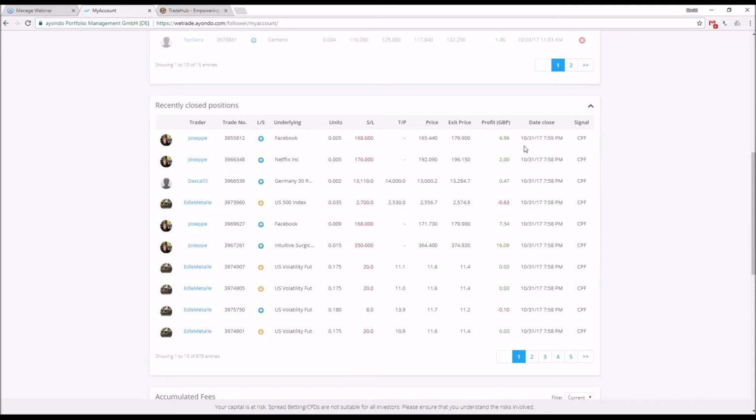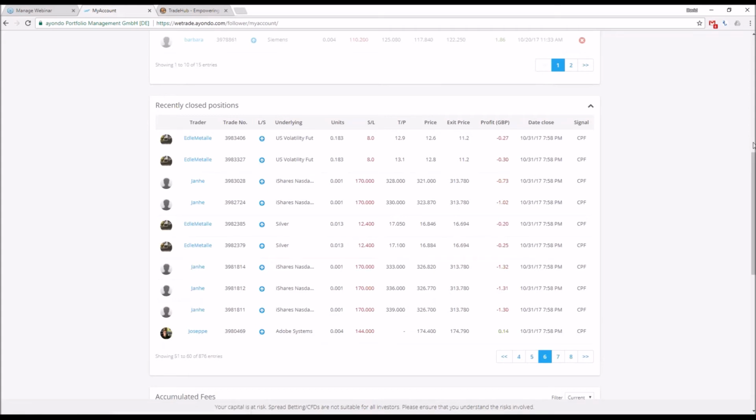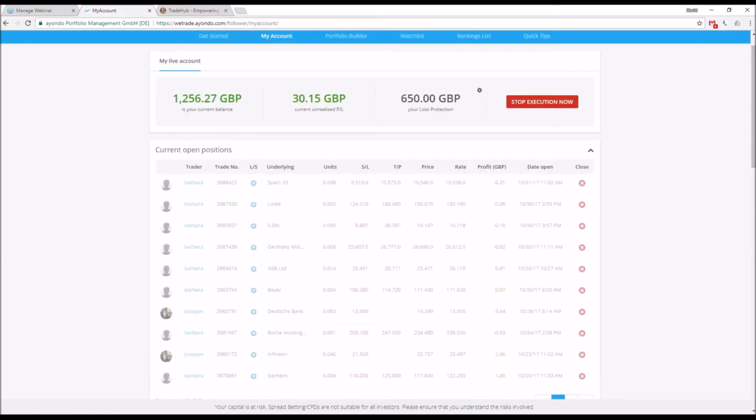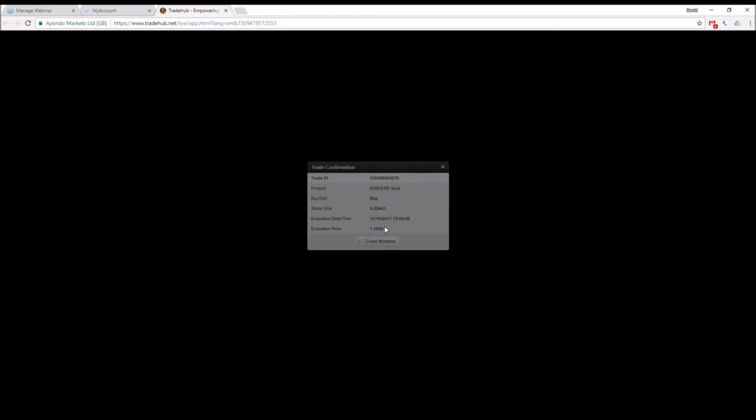And this down here is the chunk of trades I closed. You can see them all here: 759, 758, 758, and so it goes on. These are all the trades that got closed when I disconnected my portfolio. But hopefully it just shows it's just as easy to switch it on as it is to switch it off. Managing the risk and all of that is a couple of clicks, and you just do it through a web browser.